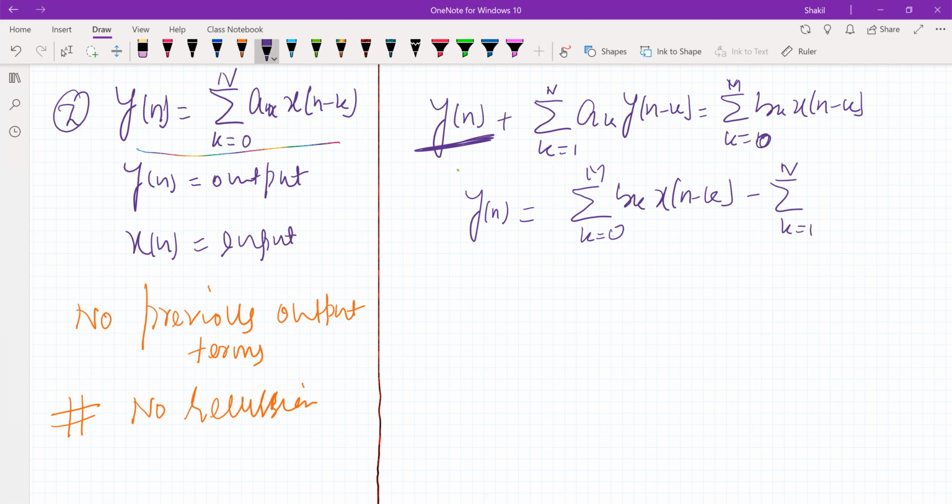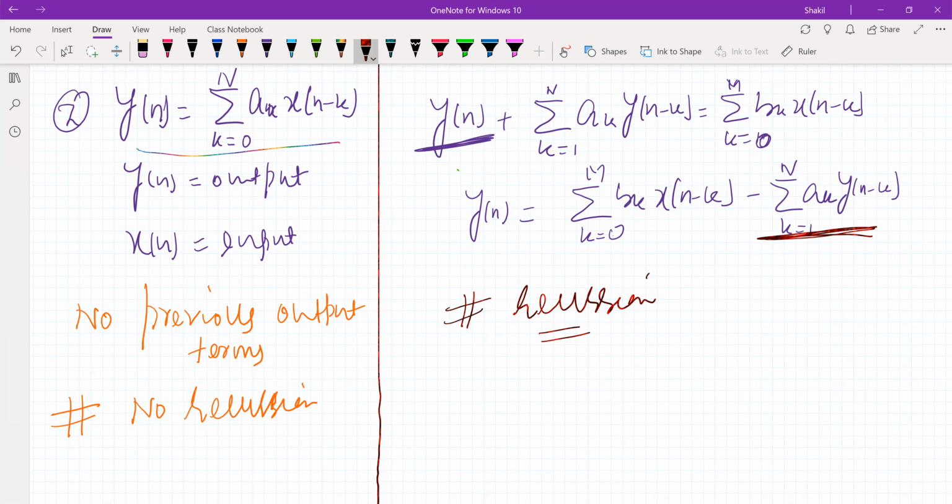You can check it is also dependent on previous values of the output. So there is recursion here. There are recursive terms, and the feedback terms. In signal system theory, these are referred to as feedback terms.